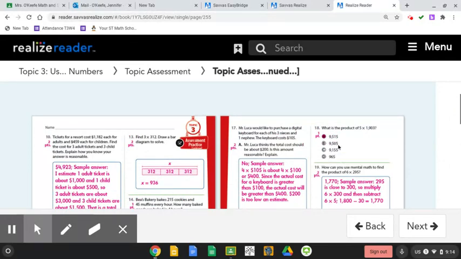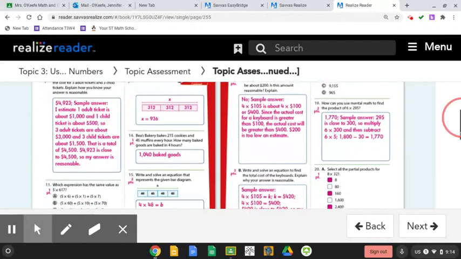Question 18, what is the product of 5 times 1,903? Again, you could do any process. You could do standard algorithm, you can do expanded algorithm, you can draw an area model, partial products, and get the answer of 9,515. How can you use mental math to find the product of 6 times 295? So again, if you wanted to just find the actual product, you could do it any way you want, and it would be 1,770.